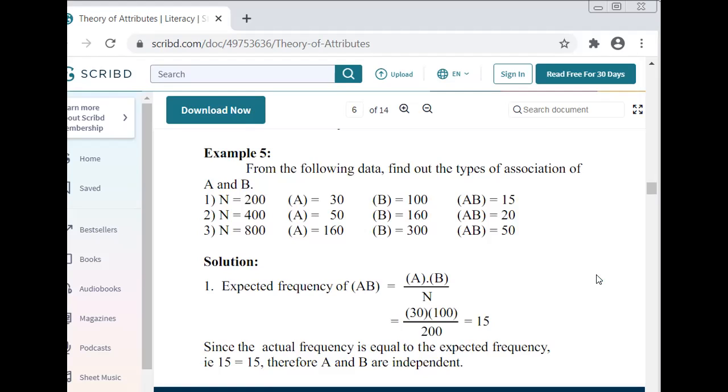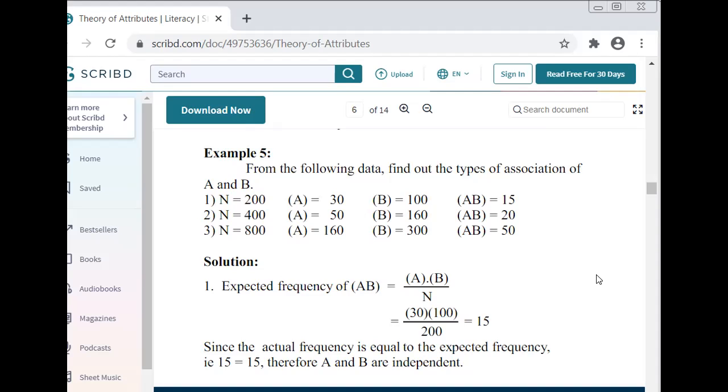N equal to 200, frequency of A equal to 30, frequency of B equal to 100, frequency of AB equal to 15. Then the second problem: N equal to 400, frequency of A equal to 50, frequency of B equal to 160, frequency of AB equal to 20. Then the third one: N equal to 800, frequency of A equal to 160, frequency of B equal to 300, frequency of AB equal to 50.